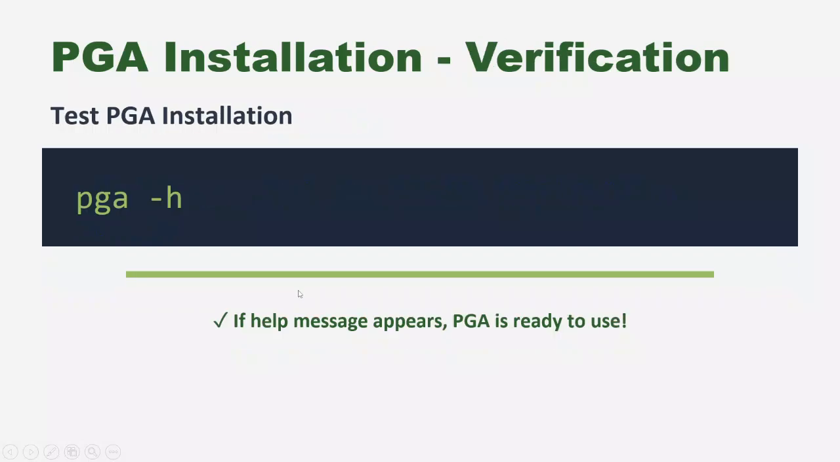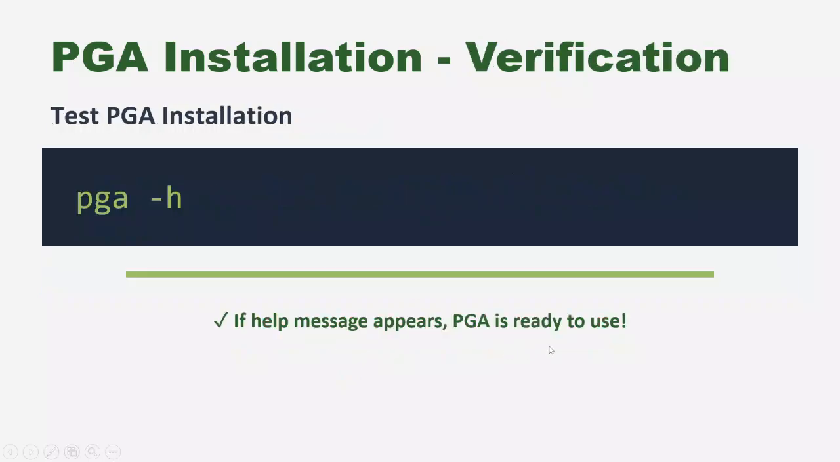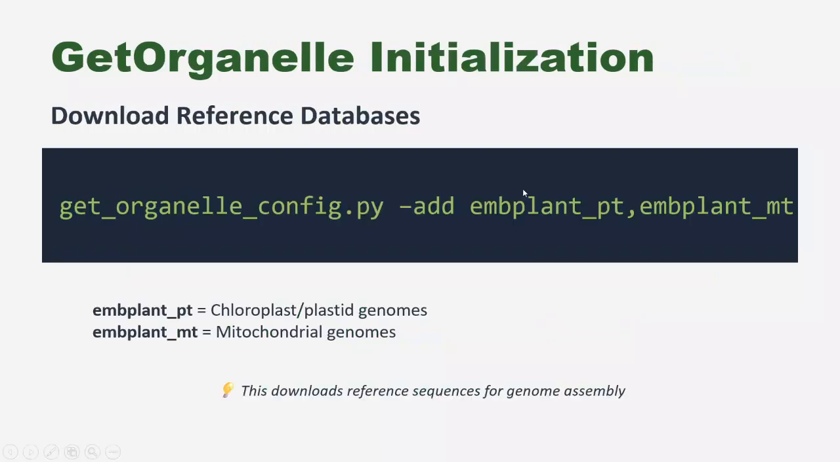And after doing this, we can proceed with the installation process. Here I have given my username Abdullah. You need to replace Abdullah with your actual username. When you have done this, you can confirm that PGA is integrated with CGAS. You just need to type PGA -h and this will give you the confirmation.